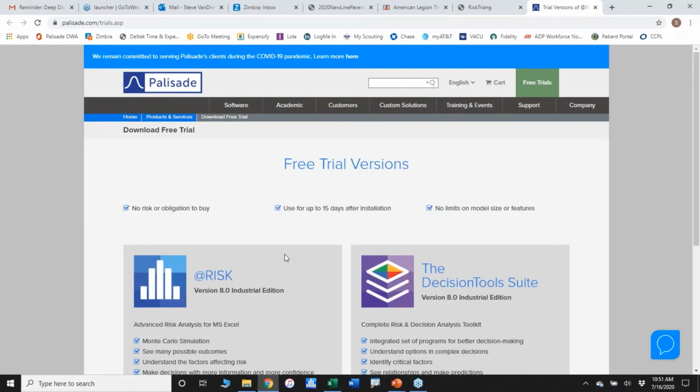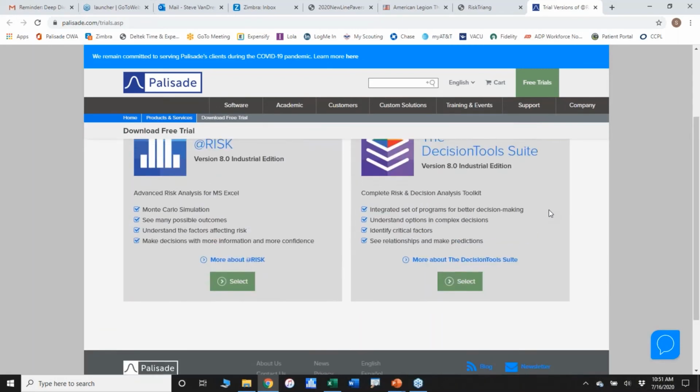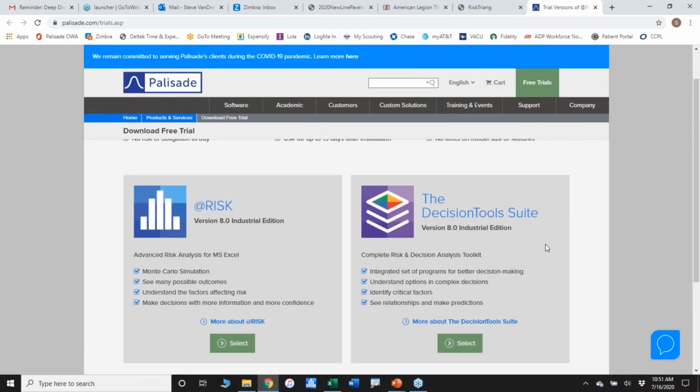Palisade has a complete decision tool suite, though, which you could download. At-Risk is one of the modules of that suite, but they also have a stats package associated with it. There's a decision analysis tool. There is an optimization tool. There is a neural networks tool, and one that does sensitivity analysis as well. So you may be interested in the full suite.